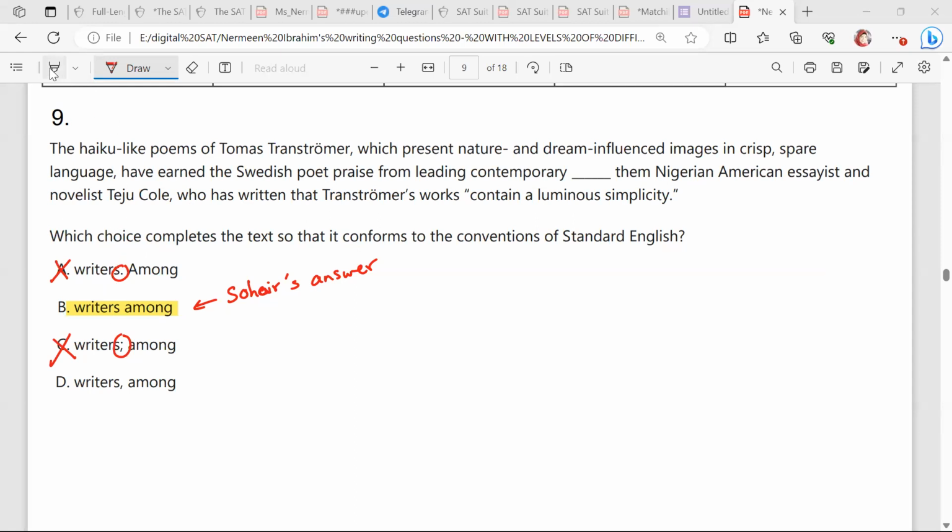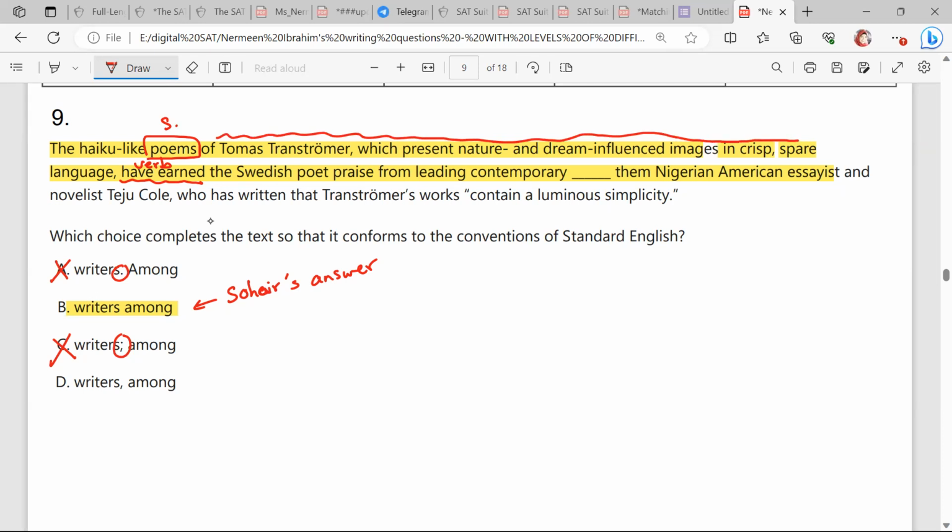Okay, right. Let me read for you: the haiku-like poems of Thomas Transtromer, which present nature and the dream influenced images in crisp, spare language, have earned. Now, if the College Board or the SAT kept throwing many things in your way to confuse you, once you see the verb, try to assign its subject. So here the poems, the haiku-like poems, that's the subject, because all of these are non-essential.